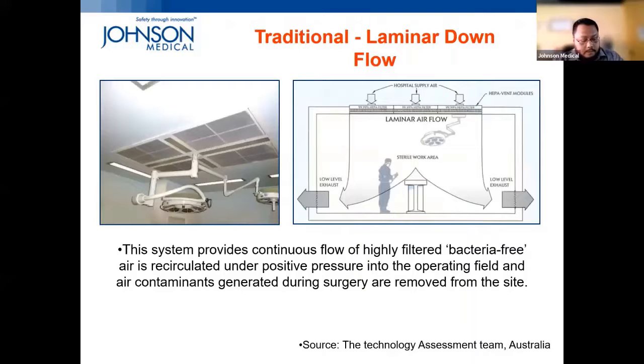Next, what we're showing you right now, I'm pretty sure most of the OT staff here would know, is a traditional laminar downflow. I think 80 to 90% of the hospitals in Malaysia use this system. So for this system, it's a continuous airflow from the ceiling that comes in from above towards the sterile working area, with the exhaust usually at the four corners of the room. Later we're going to explain further on this.